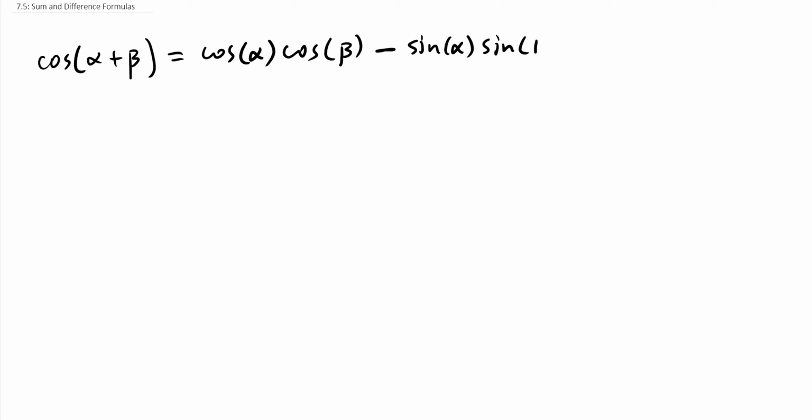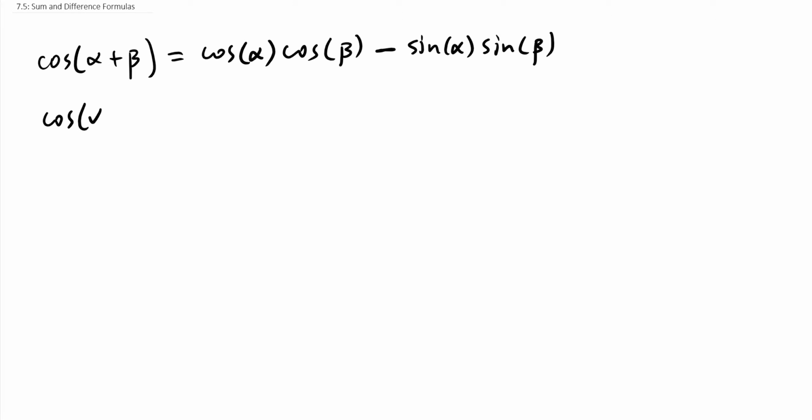So what is cosine of alpha plus beta? That does not equal cosine alpha plus cosine beta. You can't just distribute it in. We're not going to go through the proof for now. Cosine of alpha plus beta is cosine alpha cosine beta minus sine alpha sine beta. So the middle sign gets switched from plus to minus.